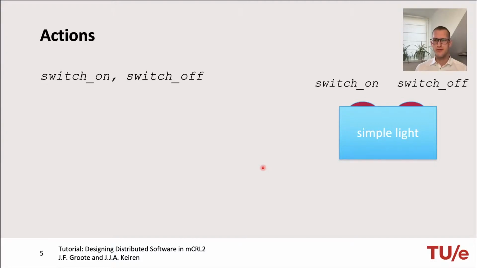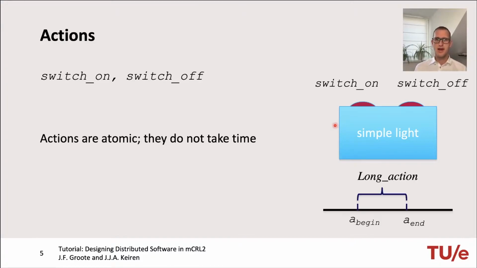Now, the first question is, how do we model a process like this in mCRL2? For that, we first introduce the process algebra. The basic building block in process algebra is an action. For instance, if we want to control a simple light, then we could have actions switch on and switch off. Generally, the actions are whatever happens on some sort of interface. Sometimes they are used to describe internal behavior as well. Now, actions are atomic, so they do not take time.